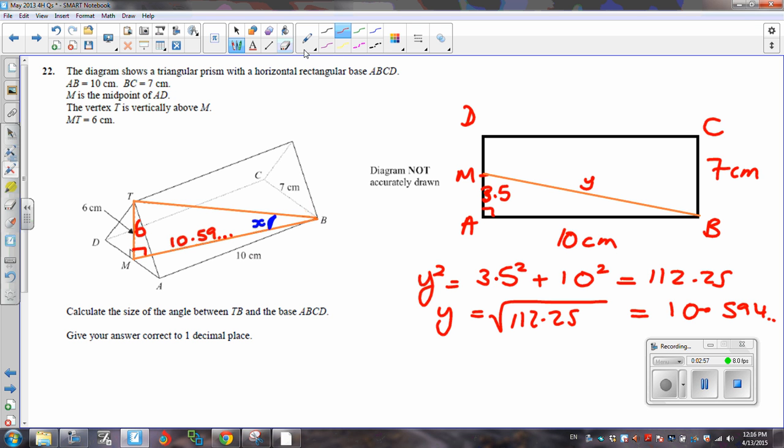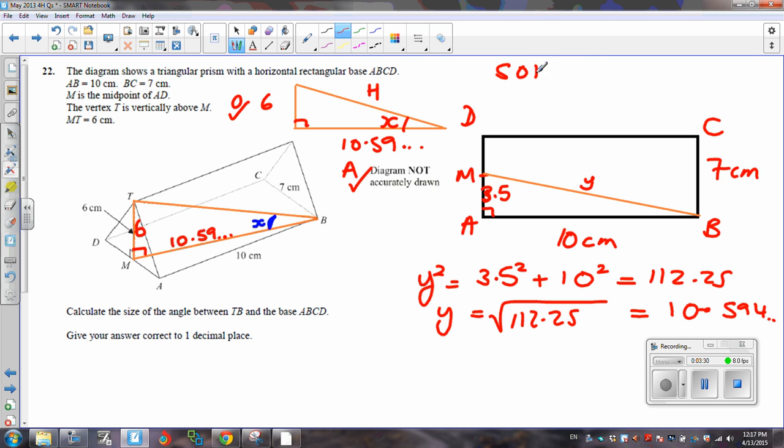Okay, so if we now look at this triangle here, we've got a right angle triangle. If I just draw this orange right angle triangle from the side, it looks like this. There is the right angle. That's 6, that's 10.59, etc. And we want to find this angle here, which is X. Labeling the sides of this triangle, the hypotenuse is this one, the opposite is here, and the adjacent is here. So we've got the opposite and the adjacent, and not the hypotenuse.